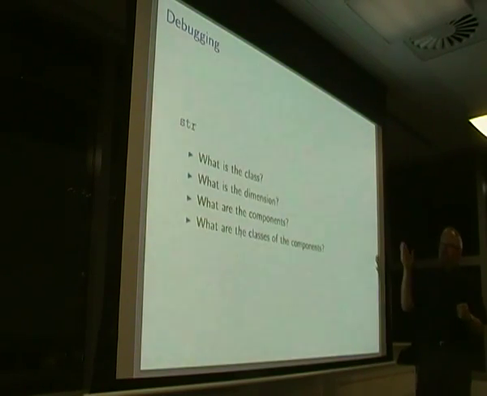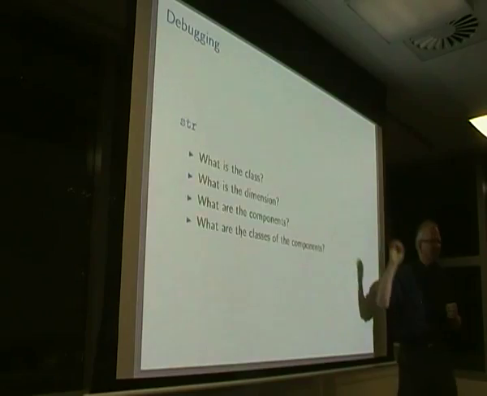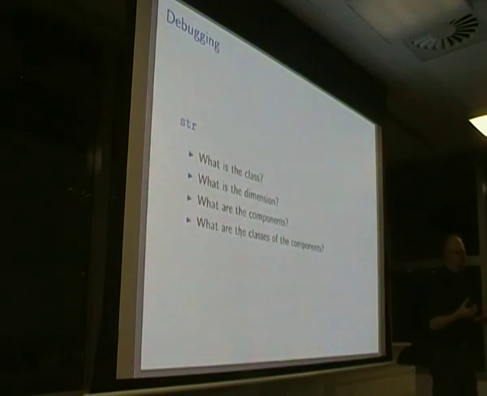So consequently, knowing the class of the objects, knowing the dimensions of the objects, are absolutely essential to be sure that R is doing the right thing. Here's a classic example of where that can go wrong.